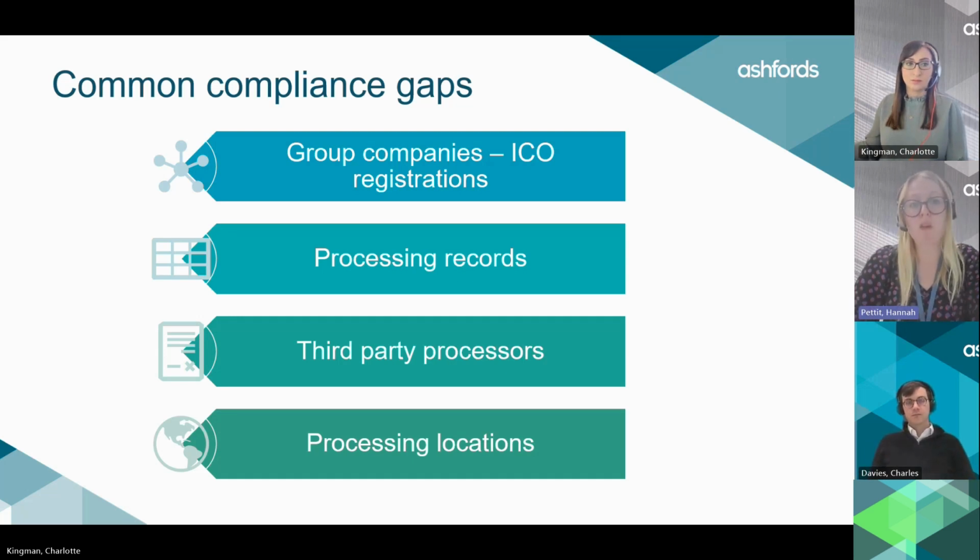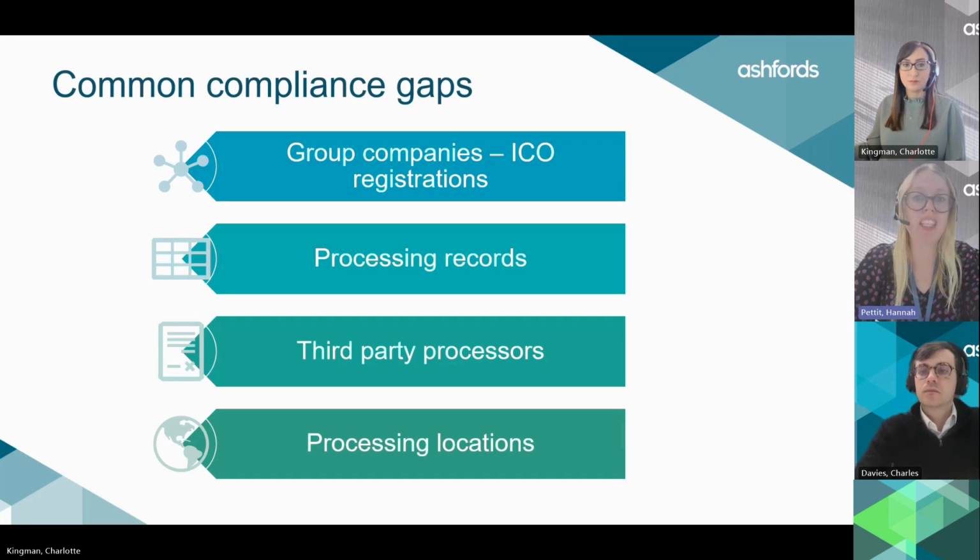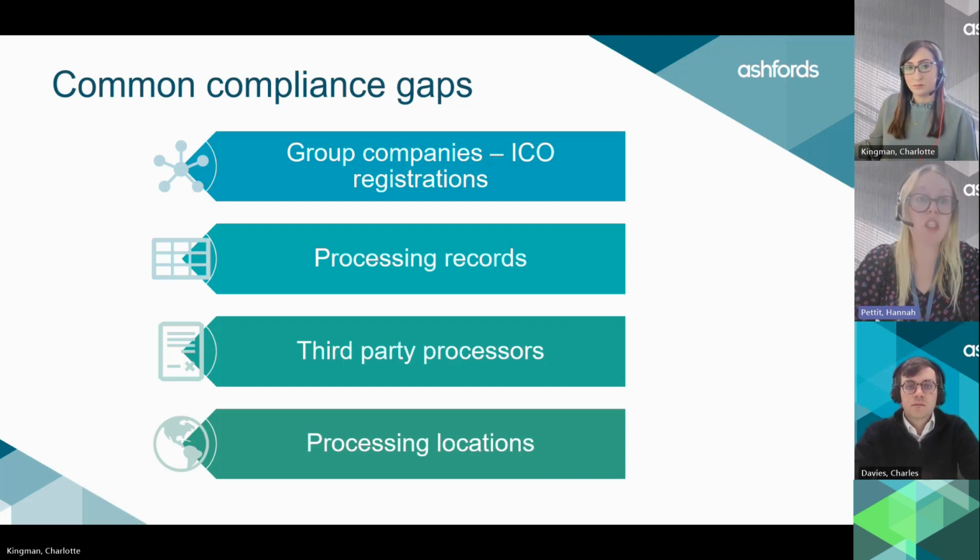So second on the list there, we've got processing records. This is just a really common one. When we ask for copies of these, often companies just don't have them. If you've got fewer than 250 employees, you don't have to record all of your processing activities, only certain things. And one of the things you need to record is any processing that's more than occasional. So you are often going to have something that you need to record.